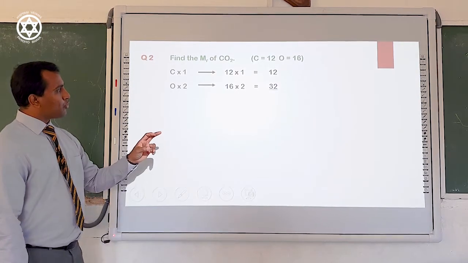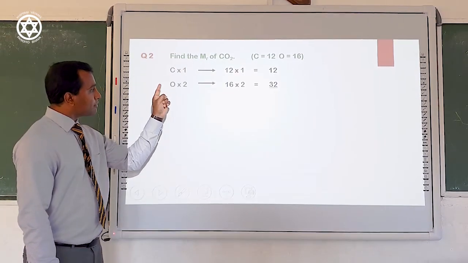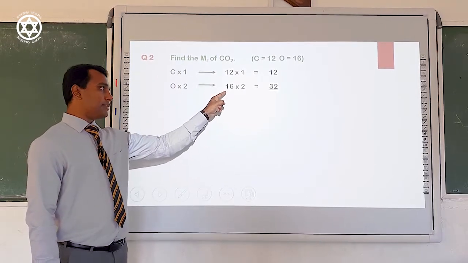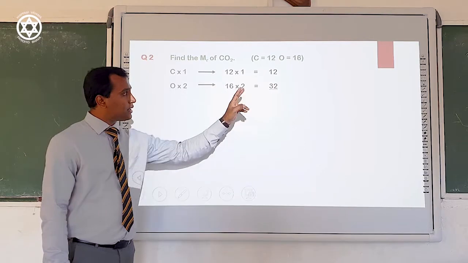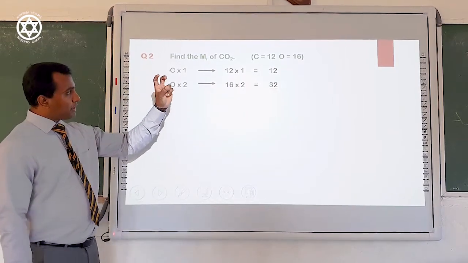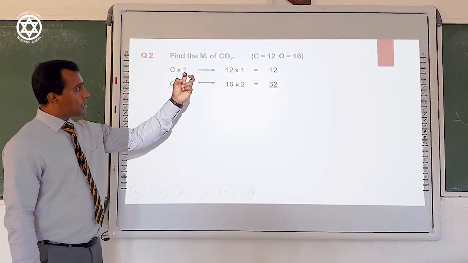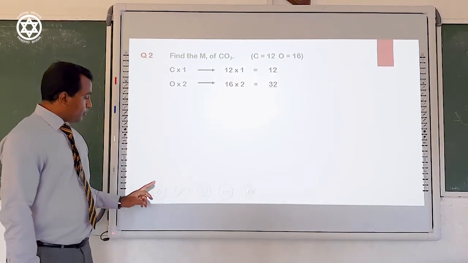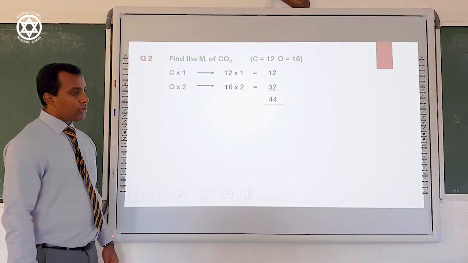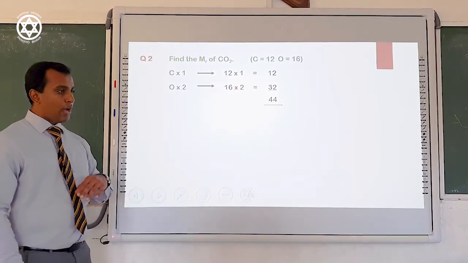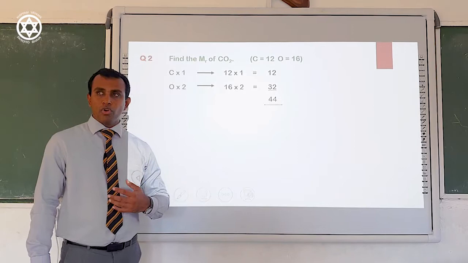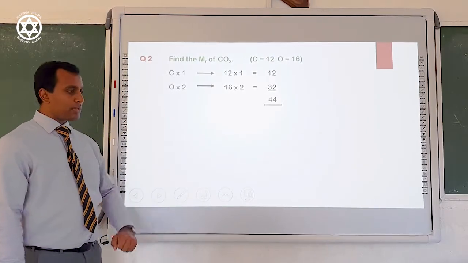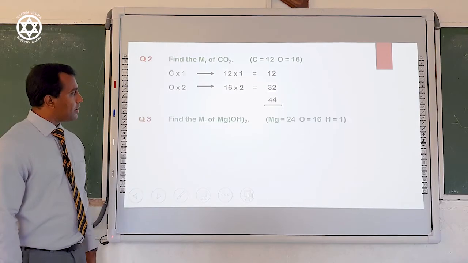Here, in CO2, there are 2 oxygen atoms. Oxygen, there are 2. The value of 1 oxygen atom is 16. 16 into 2 means 32. When you take the summation of each atom in the compound, you will get 44. So you have taken the relative molecular mass of CO2 as 44, in the longest method as well as the shortest method. That is the very convenient method.